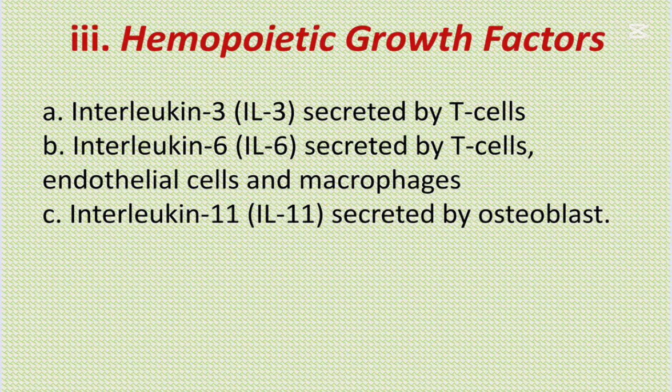So now, naturally, the interleukins that participate in erythropoiesis are interleukin 3, which is secreted by T cells. We still do WBC, so if you do WBC, you know interleukins. Interleukin 6 is secreted by T cells, endothelial cells and macrophages. They are the ones that produce interleukin 6. Interleukin 11 is produced by the osteoblast. Osteoblast is needed for bone cell formation.